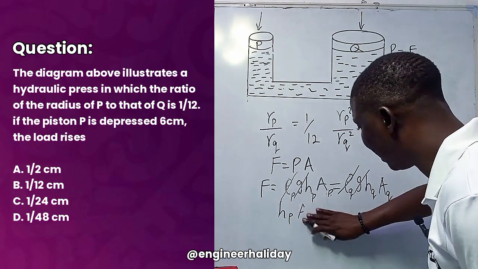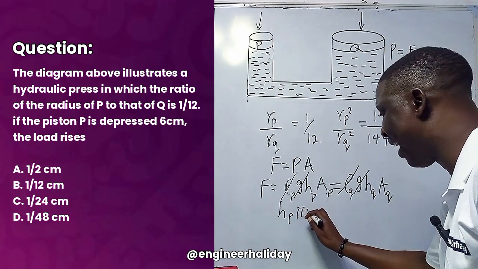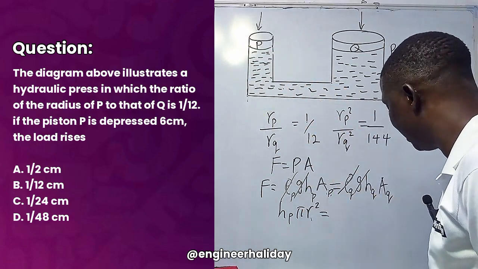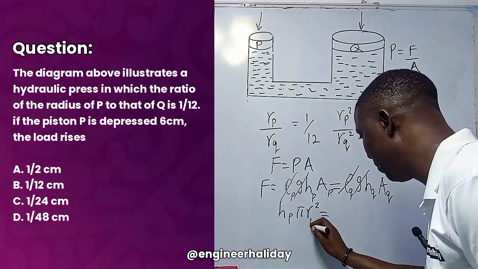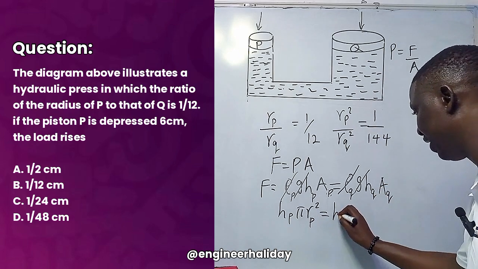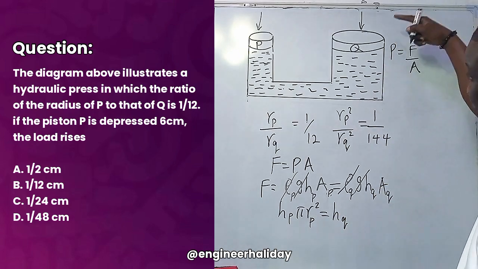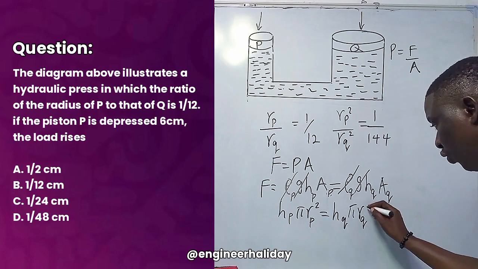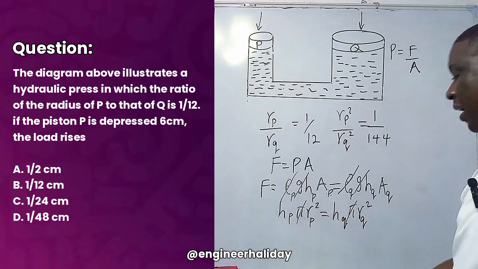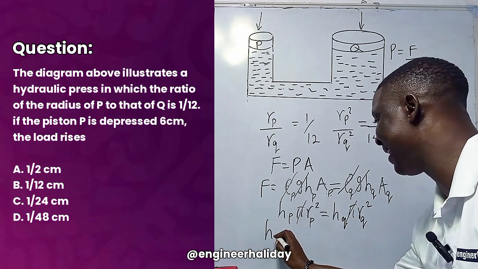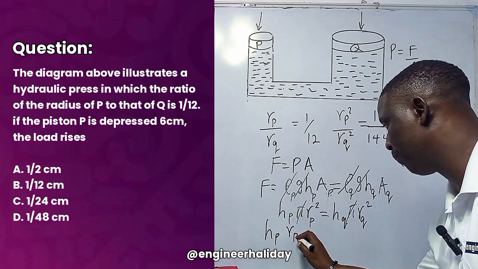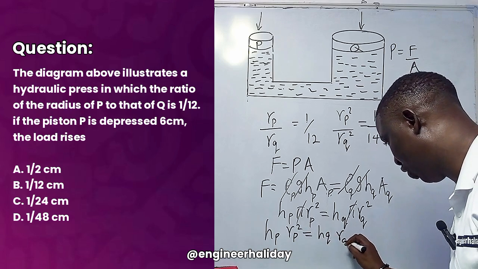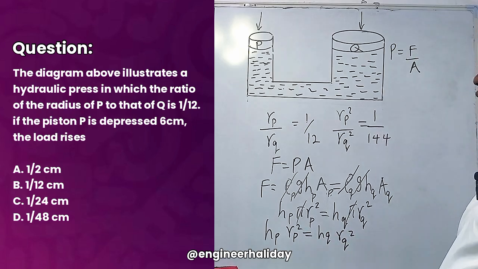Then area. Don't forget, area is equal to pi r square, because this is a circular shape. It's like a tube. So pi r square for P. Then this one is h for Q that you use to rise, times pi r Q square. Now, pi can cancel out pi. So what we have left now is hP rP square equal to hQ rQ square. So this is what we want to use now.